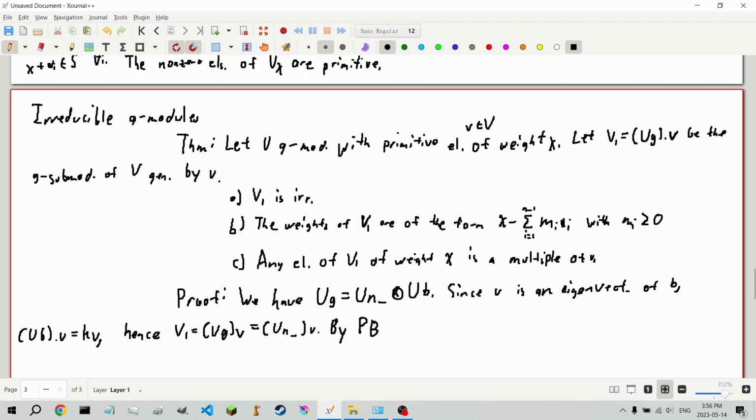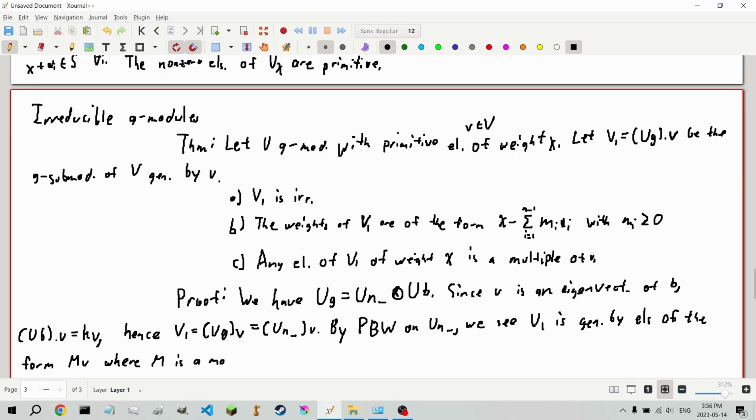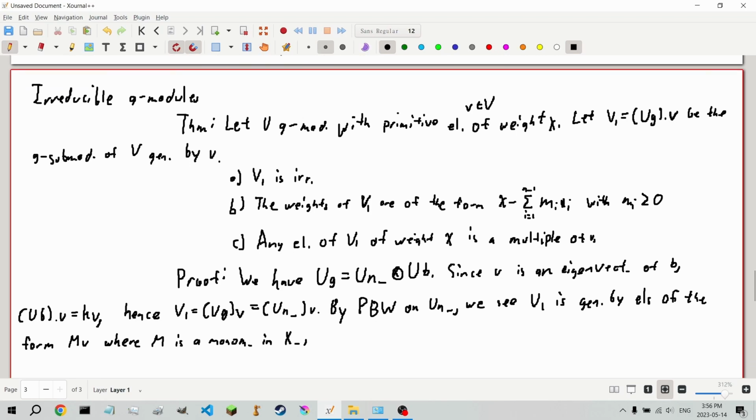By Poincaré-Birkhoff-Witt on the universal algebra of n minus, we see that V1 is generated by elements of the form M V, where M is a monomial in the x minus alphas, for alpha being a positive root.